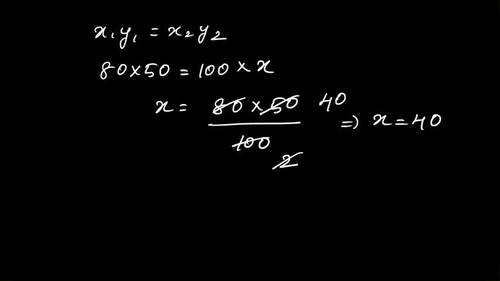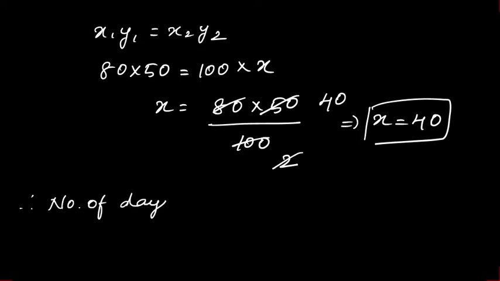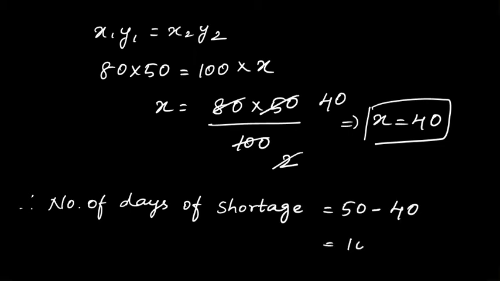The remaining food is supposed to be used for 50 days, but you got the answer x value to be 40, which means the food is enough only for 40 days. Therefore, number of days of shortage is equal to 50 minus 40, which means 10 days. So therefore 10 days of food shortage due to the addition of 20 more people.